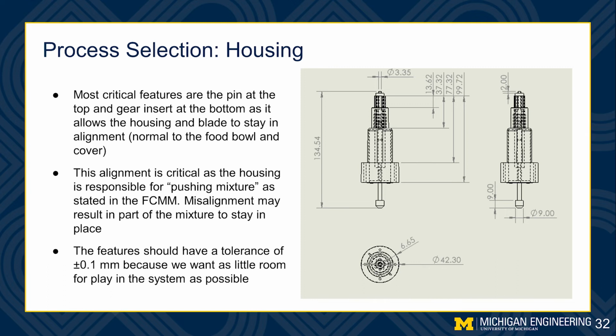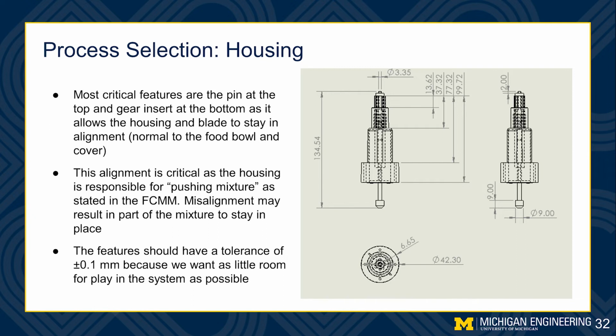The most critical features are the pin at the top and gear inserted at the bottom, as it allows the housing and blade to stay in alignment. This alignment is critical as the housing is responsible for pushing mixture, as stated in the FCMM. Misalignment may result in part of the mixture to stay in place. And the tolerance is as low as the blade because we wanted as little room for play in the system as possible.